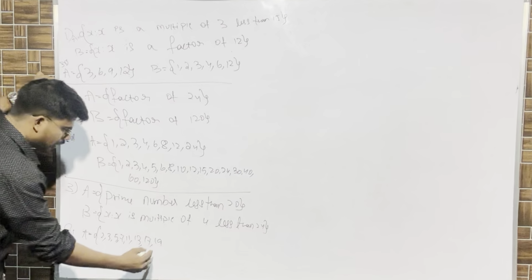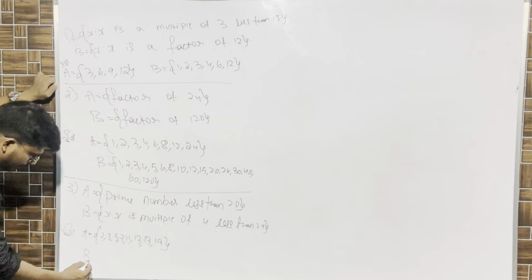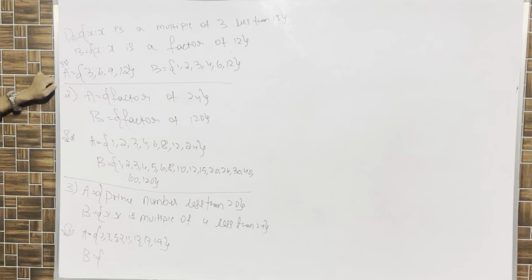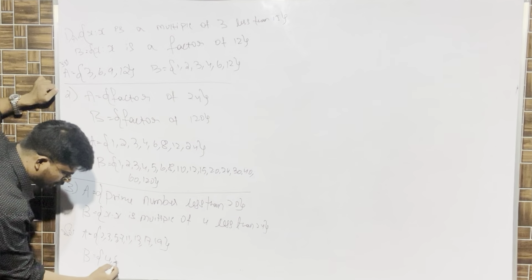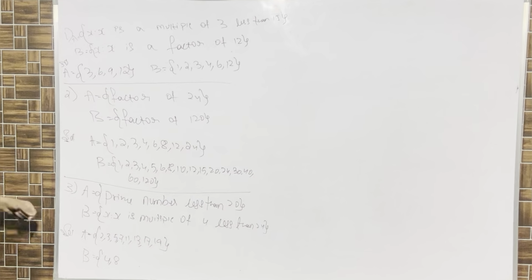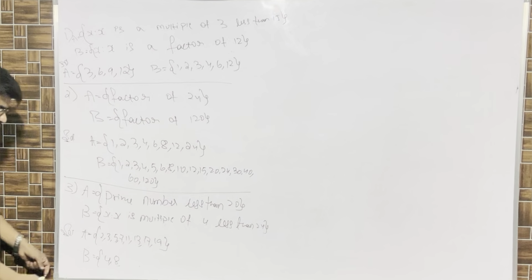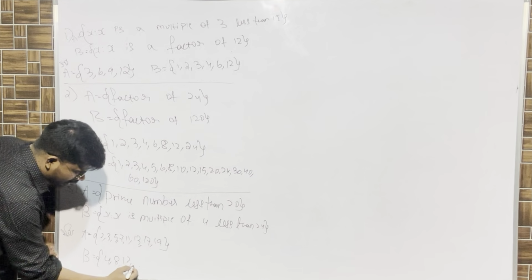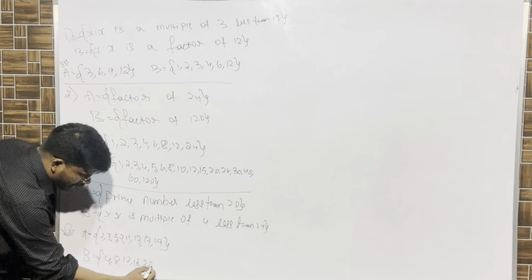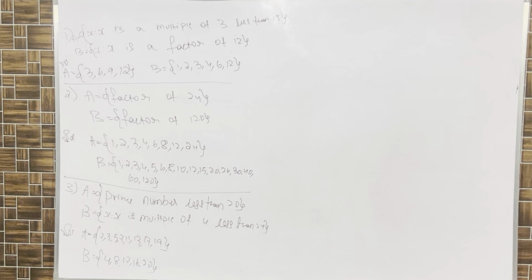B: multiple of 4. It starts from 4, 8. Multiple is nothing but the table. 4, 8, 12, 16, 20. Less than 24. Clear?